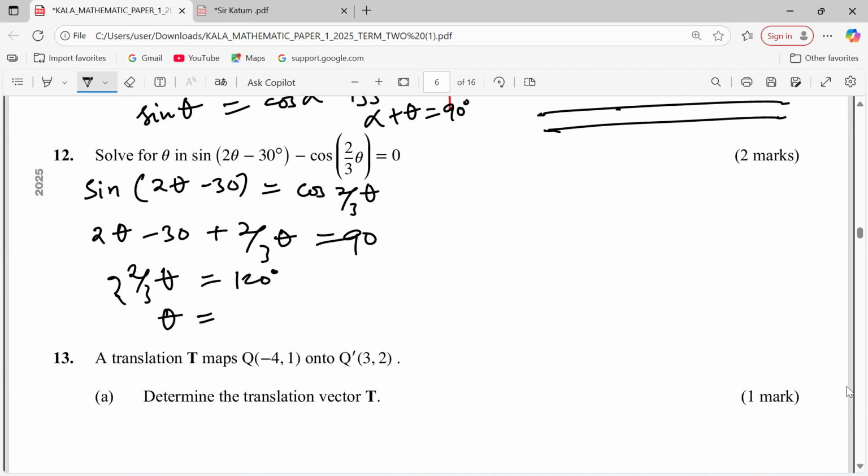We divide through by 2 and 2/3, which is 8/3. So we multiply both sides by 3/8. This will give us exactly 45. That is the value of theta.